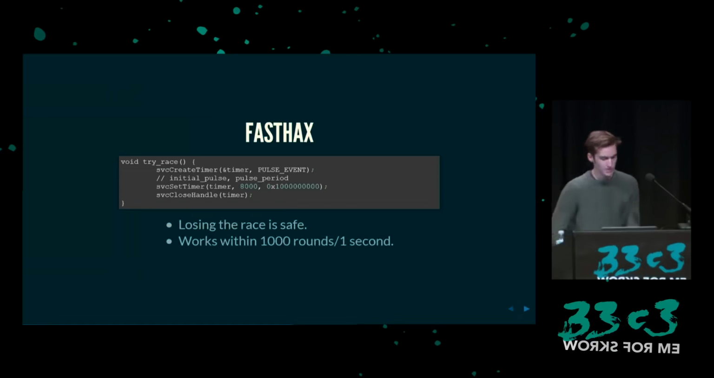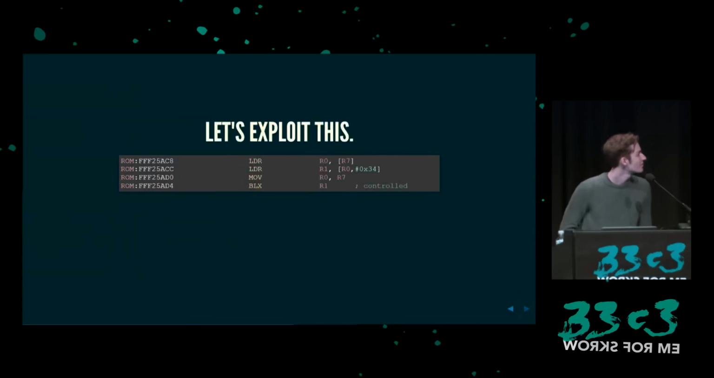So what's nice about this is if you lose the race, the timer is just unscheduled, you're fine. And then it actually happens quite often. And I didn't even really specifically try to win this too well. Like once it was within a second, I didn't worry. But those parameters are probably not optimal. So we should look at how do we exploit this.